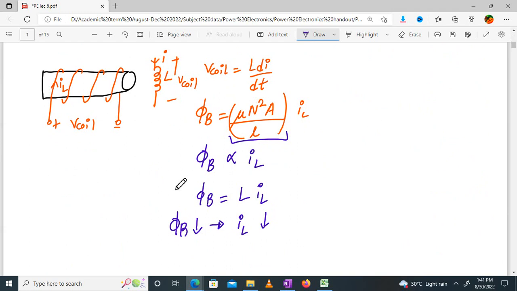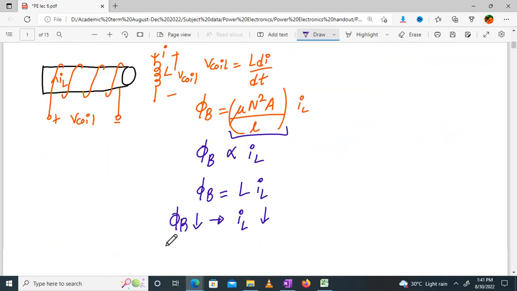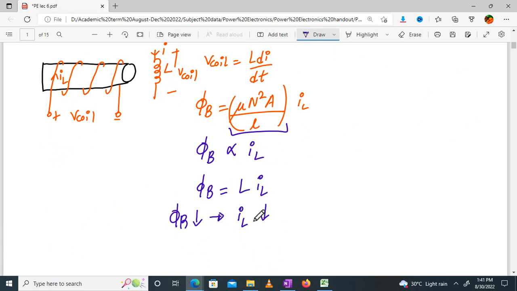Because V in cannot supply for VR also now. Right? Because why it is happening? V in minus VR is becoming less than 0. But on the right hand side we have L di by dt. Right? So have you understood why the energy decreases?